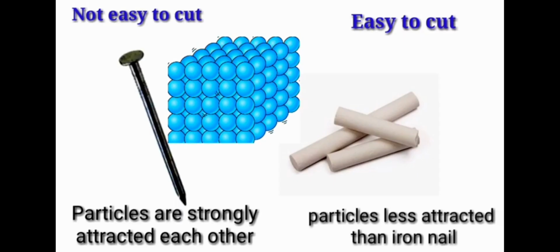Now let's do an activity to understand that strength or force of attraction between particles varies from one type of matter to another. Take an iron nail and a piece of chalk. Try breaking them by hammering or cutting. It is observed that it is easiest to break a piece of chalk followed by the iron nail. Here force of attraction is strongest in the iron nail and weakest in a piece of chalk. So let's conclude that strength or force of attraction between particles is different in different types of matter.